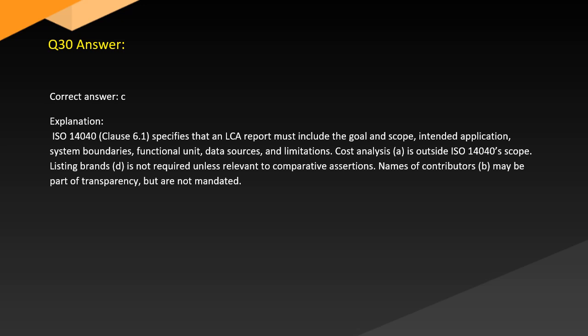Answer. Correct answer: C. Explanation. ISO 14040 Clause 6.1 specifies that an LCA report must include the goal and scope, intended application, system boundaries, functional unit, data sources, and limitations. Cost analysis (A) is outside ISO 14040 scope. Listing brands (D) is not required unless relevant to comparative assertions. Names of contributors (B) may be part of transparency, but are not mandated.